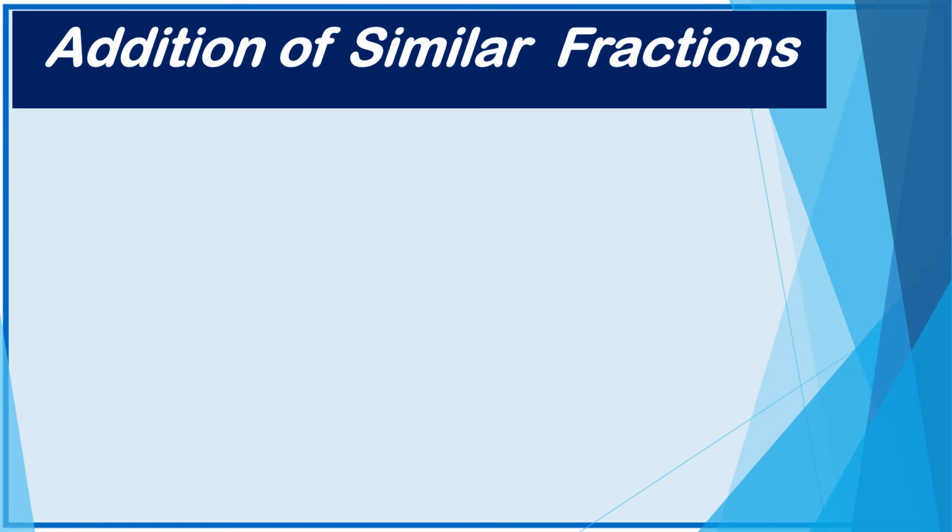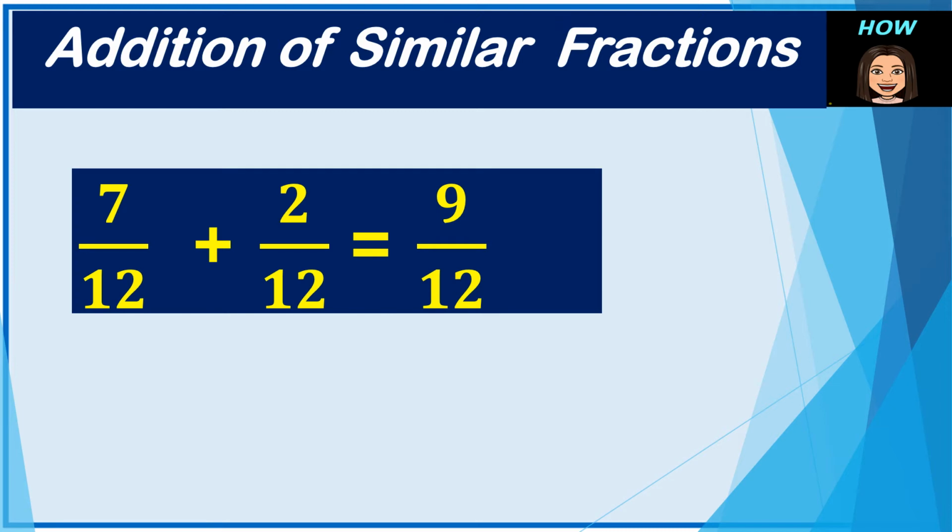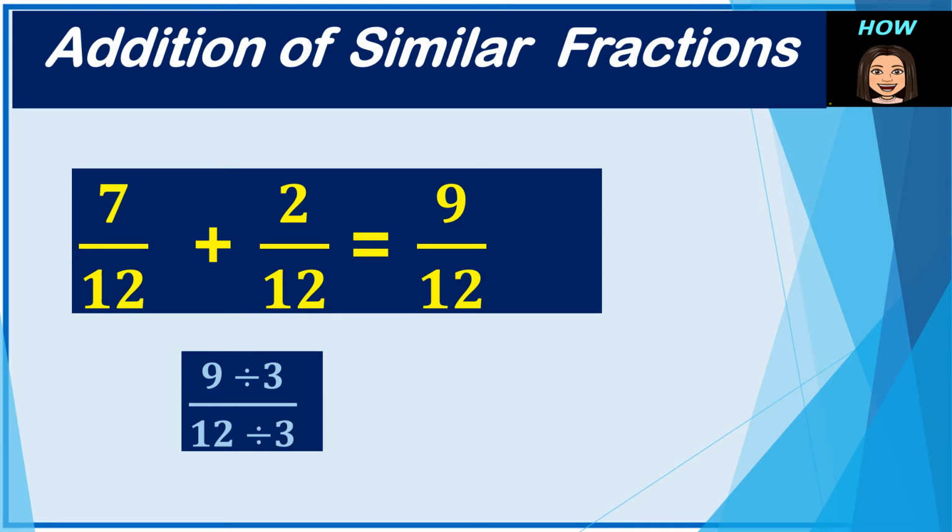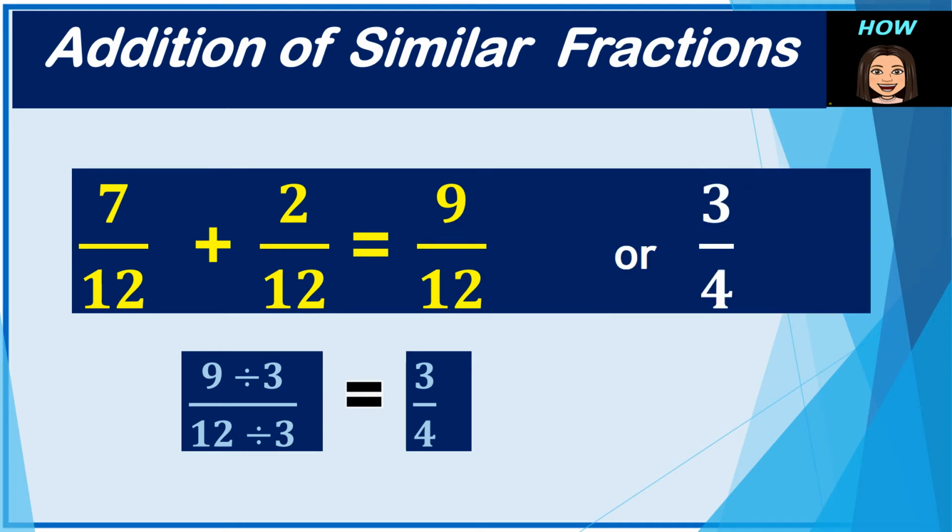Now let's add similar fractions. How? Here, 7 plus 2 equals 9 over the common denominator. The rule here is only to add the numerators and copy the common denominator. Is the answer in the simplest form? No. Find the GCF of 9 and 12, and that is 3. Divide. The answer is 3 over 4. And that's it, 3 over 4.